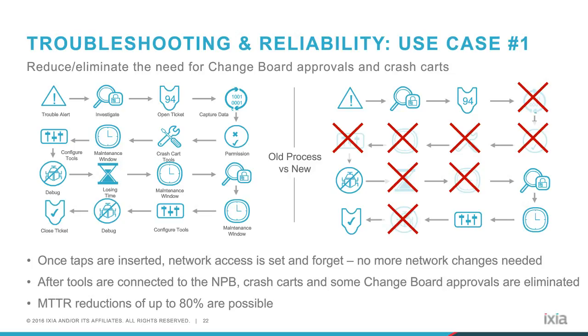On top of that, a good packet broker gives you remote access. That's really convenient if it's 2 in the morning and a problem occurs. You can remote in and start the troubleshooting process and activate the packet broker and use it to do the troubleshooting. The whole set of functionality has a big impact on reducing the mean time to repair. We've literally seen customers that can reduce that time by up to 80% simply by using a visibility solution to eliminate the change board approvals.